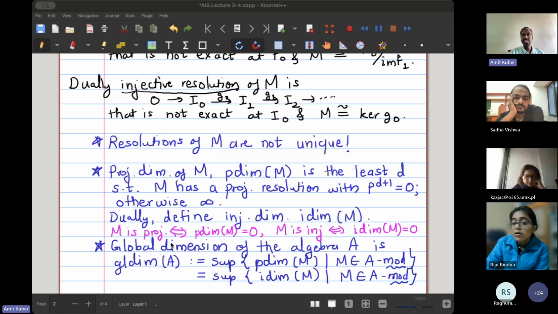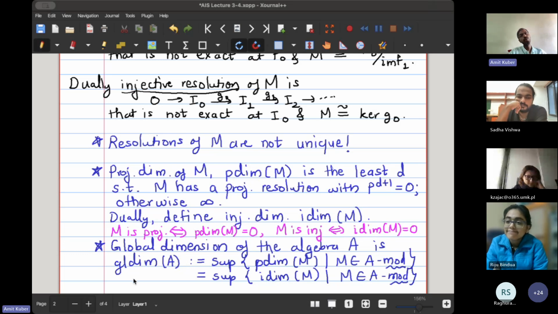So we'll see some examples. So today's tutorial, we will look at some examples and we'll compute some global dimensions. Okay. And I mean, there is some work to do, but whether you use projective dimension or injective dimension in the definition of global dimension, it doesn't matter. It's still invariant.